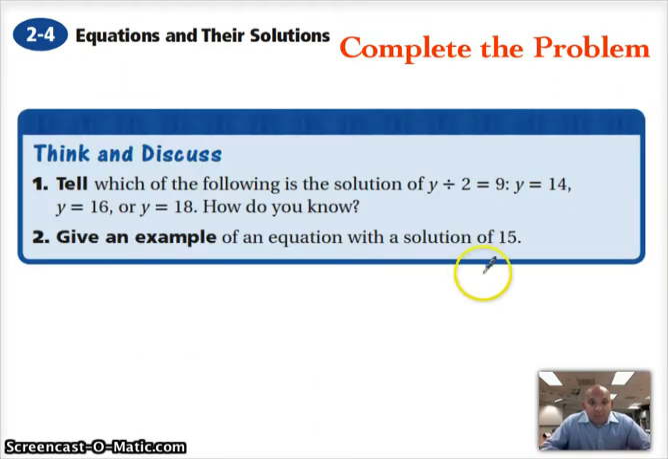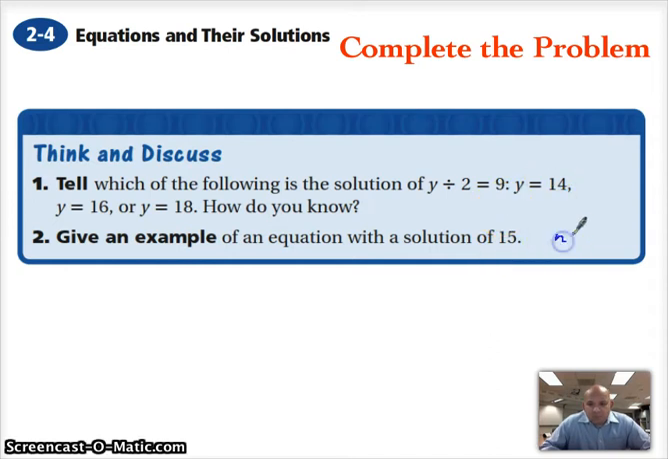Now, for you to complete the problem. Two problems. Tell which of the following is the solution of y divided by 2 equals 9. Is it y equals 14, y equals 16, or y equals 18? How do you know? And then you're going to give an example of an equation with a solution of 15. You're going to come up with an equation in which 15 can be a value and replace a variable.